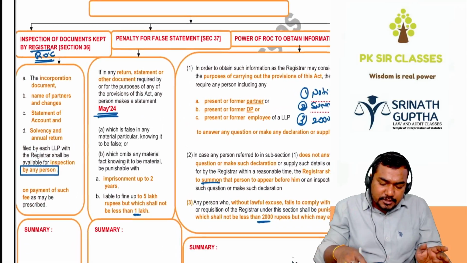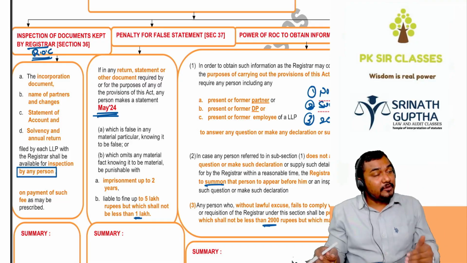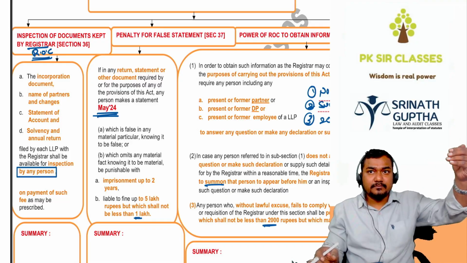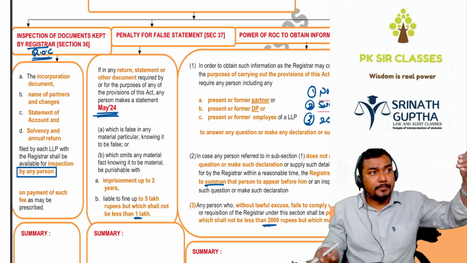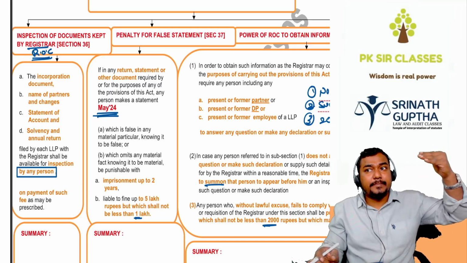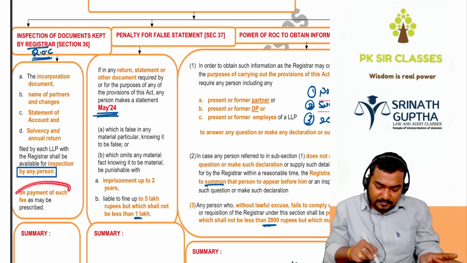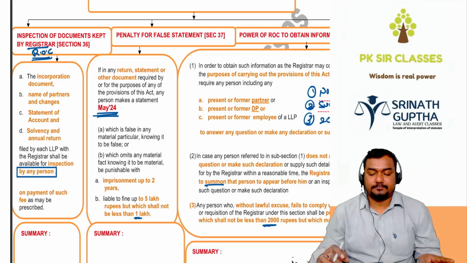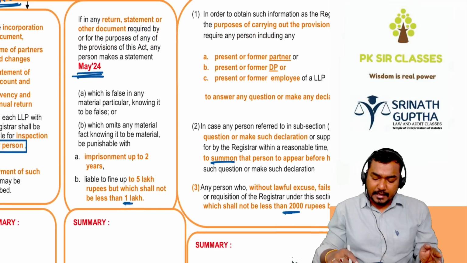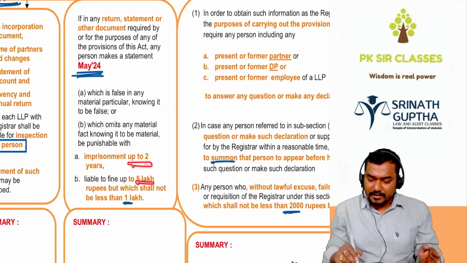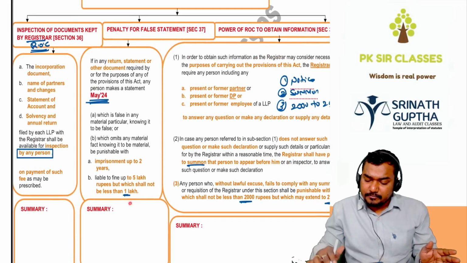Next, inspection of documents kept by the registrar. LLP will file a lot of information with the ROC. ROC is a public office. Documents filed with the ROC become public documents. Any person can inspect the information of the LLP from the ROC on payment of the prescribed fees. If you file any wrong information with the ROC, the punishment is imprisonment up to 2 years and a fine of 1 lakh rupees to 5 lakh rupees, minimum 1 lakh, maximum 5 lakhs.